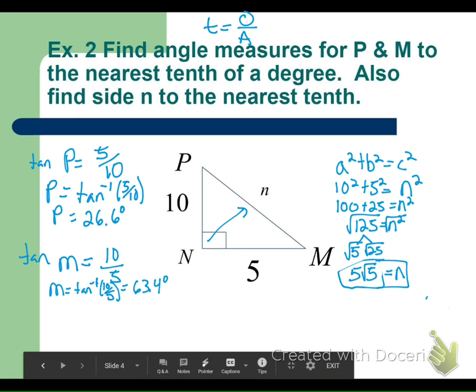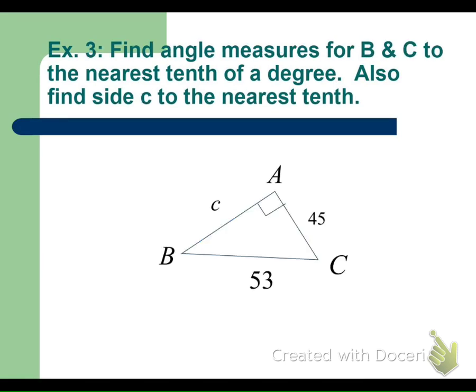I'm going to erase that little bar there. I just had it because I boxed it in early. So this one says find the measures of angles B and C to the nearest tenth of a degree and then find side C. So let's do our angles first again.